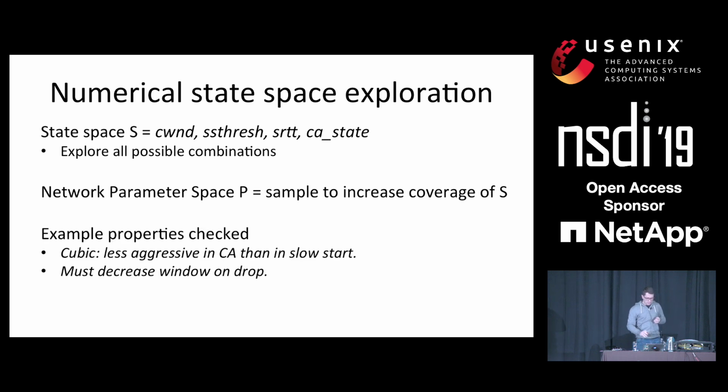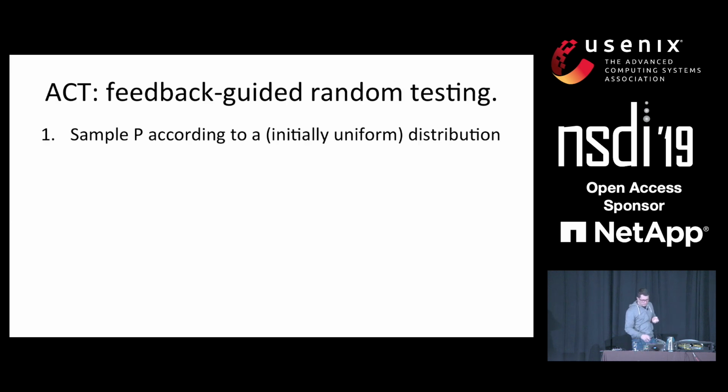Okay, and they check for very simple properties. So one property they check is that the congestion window is no larger than 10 to the 7th. Or in a congestion avoidance state, you shouldn't be more aggressive than in slow start state. Or whenever you have a loss, you have to decrease your window, not increase it, stuff like this. So very simple stuff. And the algorithm they propose is called ACT.